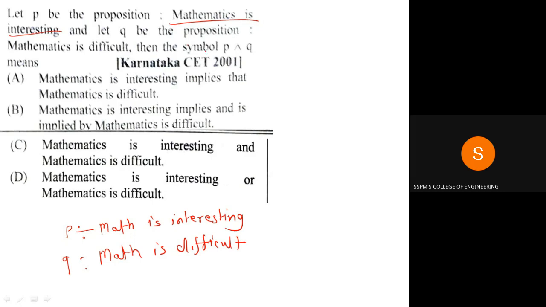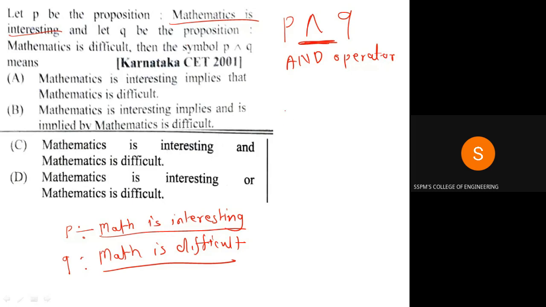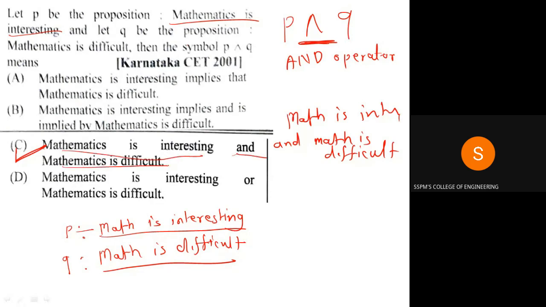What have we been asked? Then the symbol P and Q means. What if we have to find P and Q? What is this operator? This is the AND operator. So what does it mean? Mathematics is interesting and mathematics is difficult. This is the correct answer. We will see in the options which one is correct. So this is the correct option.